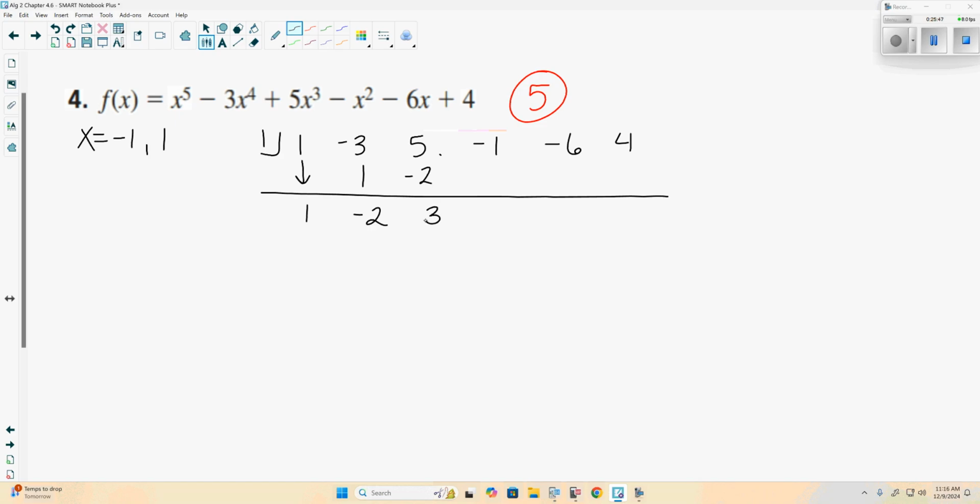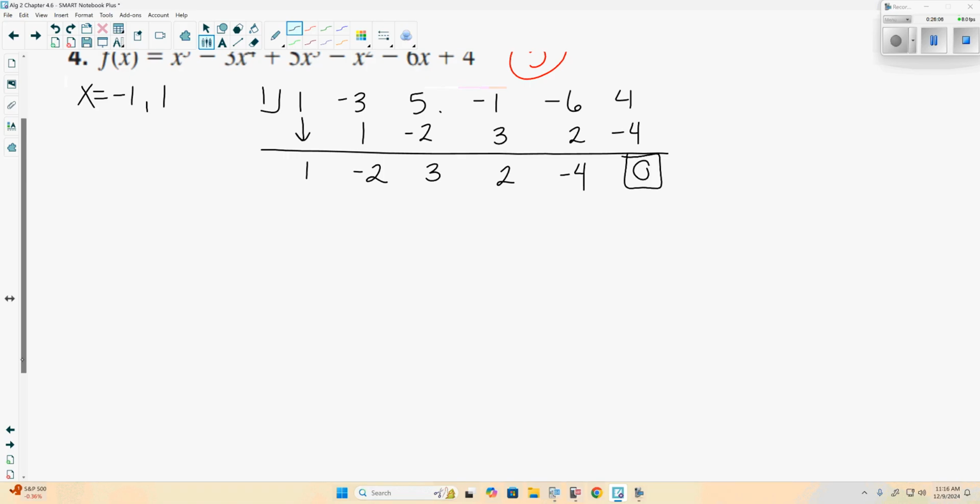5 times negative 2 is 3. 1 times 3 is? Negative 1 plus 3 is 2. 1 times 2 is 2. Negative 6 plus 2 is negative 4. And 1 times negative 4 is negative 4.